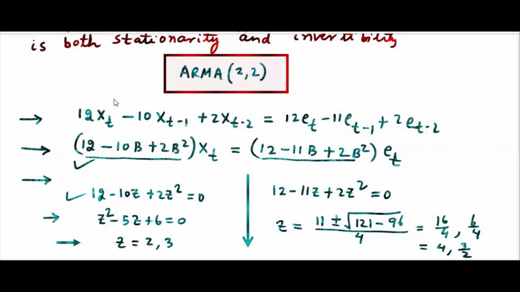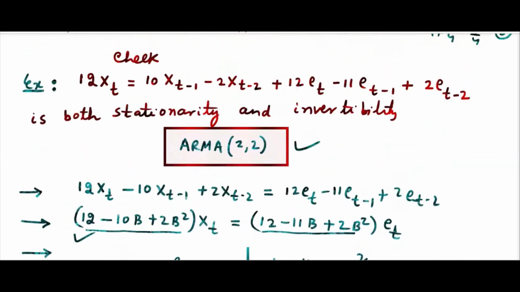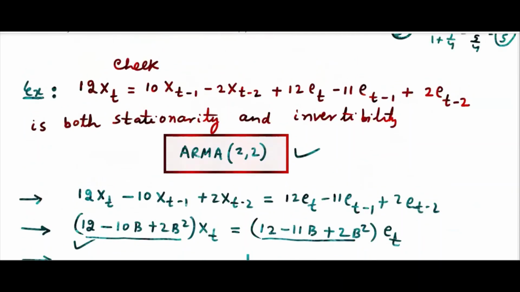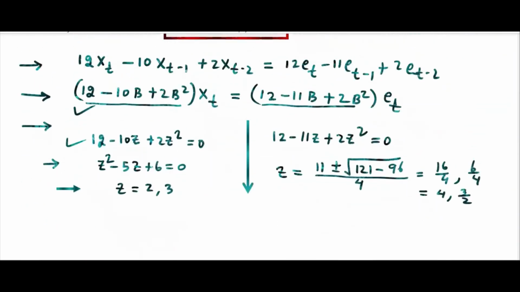So these are again greater than 1 in absolute value. Then this side will be invertible. So this ARMA(2,2) process is both stationary and invertible. Now let's check what invertibility really is, because we talked about stationarity before. We'll talk about invertibility in this class, and we'll end this class. Now consider the MA process.